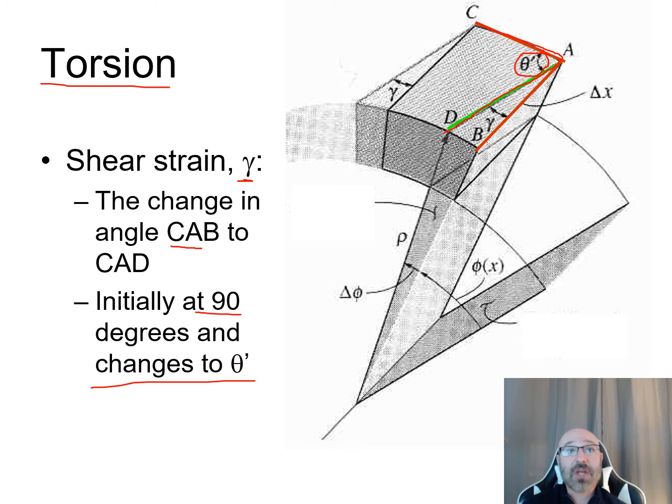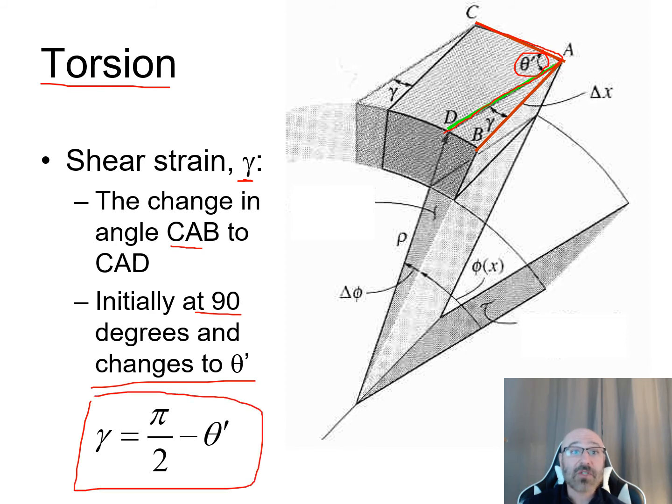So this is going to relate back to our shear strain. We can see that there is a relationship between our gamma, our shear strain, and our theta term as well. It's based upon this governing equation, that gamma is equal to pi over 2 minus that phi prime, which is our new angle after deformation. We're going with CAD.